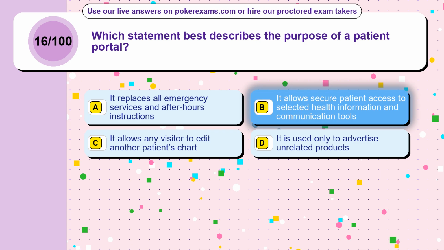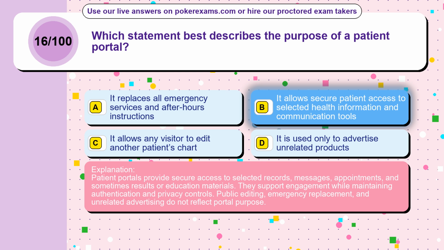It allows secure patient access to selected health information and communication tools. Patient portals provide secure access to selected records, messages, appointments, and sometimes results or education materials. They support engagement while maintaining authentication and privacy controls. Public editing, emergency replacement, and unrelated advertising do not reflect portal purpose.